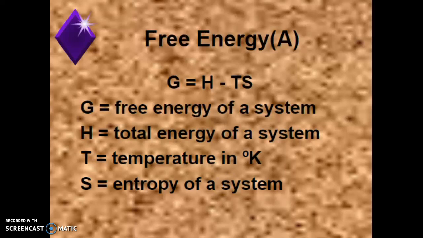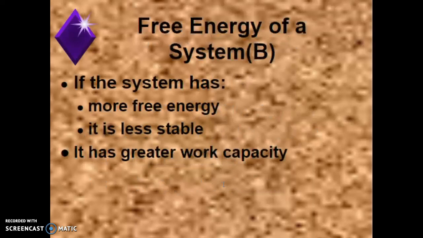Think about, again, entropy is chaos. So think about molecules in a gas. At low temperatures, those molecules are going to move around and collide occasionally. At high temperatures, they're going to bounce around like crazy, and they're going to have a lot of collisions, and there's going to be more chaos. So if the system has more free energy, it's less stable.